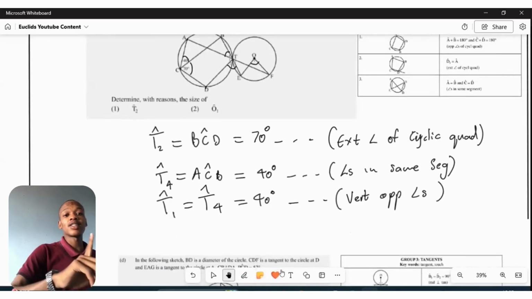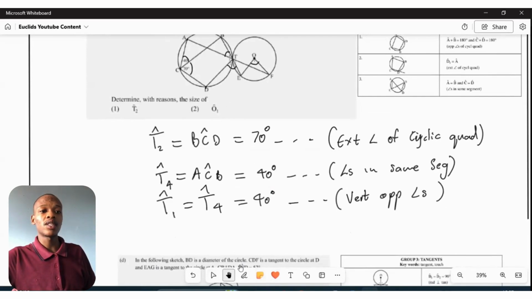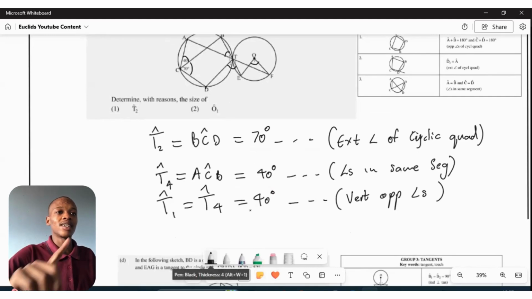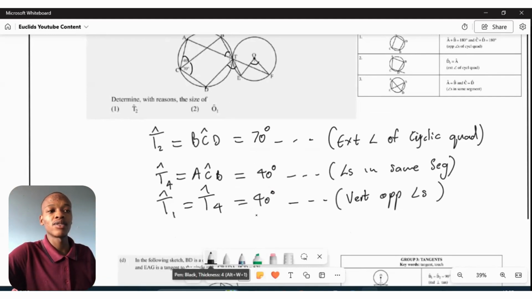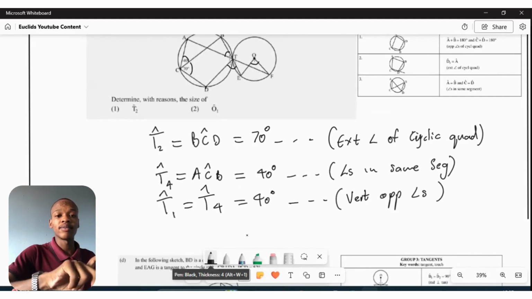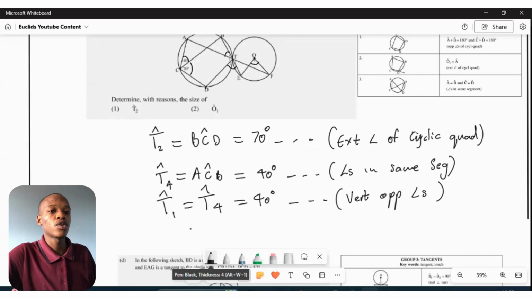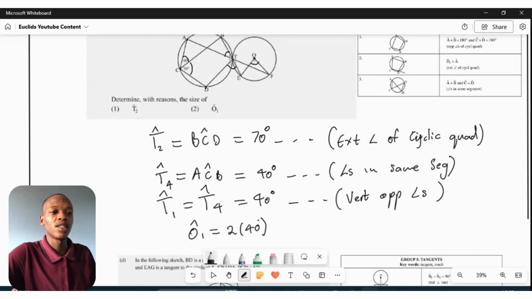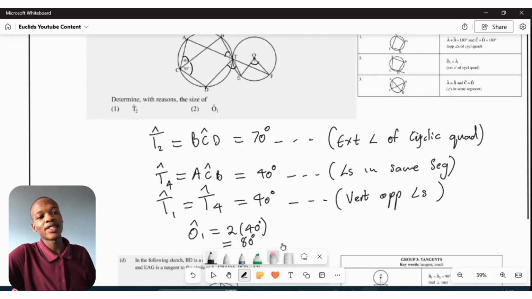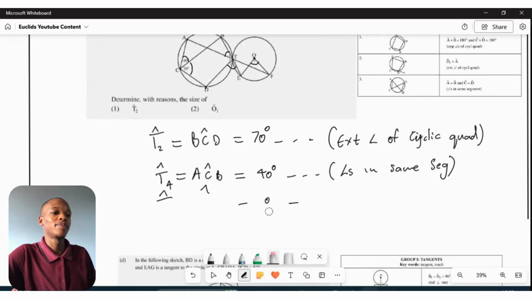Alright, now let's conclude. The angle at the center is twice the angle at the circumference. That means T1 is half of O1, so in order to get O1, you have to multiply by 2. So O1 is equal to 2 times T1, which is 40. We put 40 there, and then we have 80 degrees. Just like that, we're done.